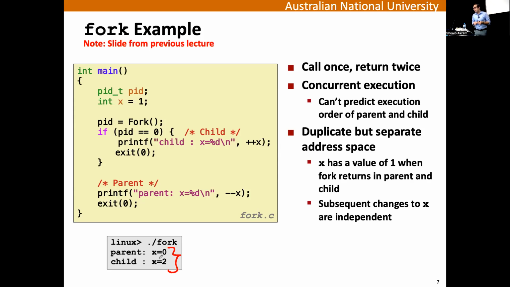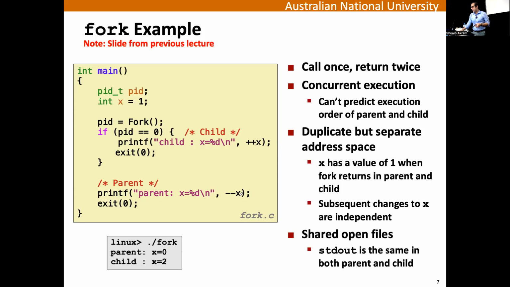Duplicate but separate address spaces. So X has a value of 1 when fork returns in parent and child, but subsequent changes to X are independent. Here, the child has a copy of X, and the parent has a copy of X. This is how web servers, the shell, and other programs on the World Wide Web make heavy use of fork, and we will keep exploring this over time.